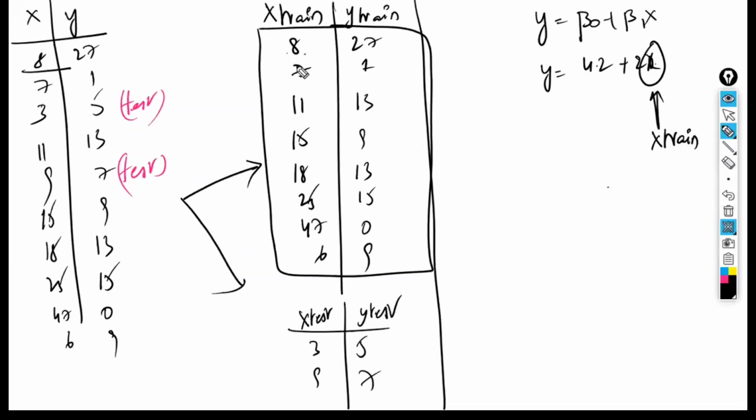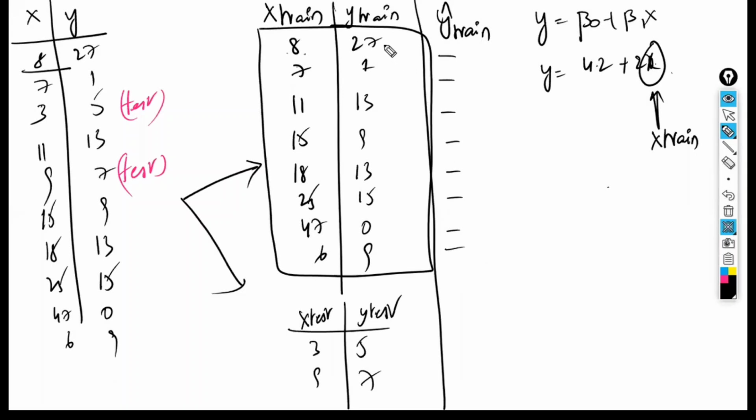That is 8 you are substituting, 7 you are substituting, 11 you are substituting, and you are going to predict the values of y hat. Now you are substituting X-train data inside this equation, and you are predicting the y pred of the train data. And you are going to get some values. How many values will you get? Total 8 values you will get.